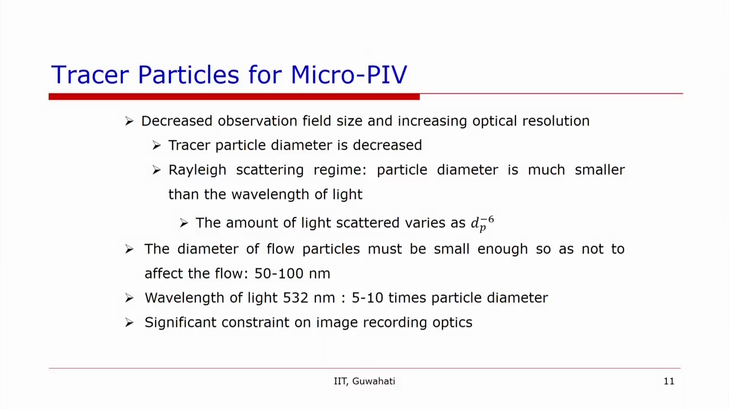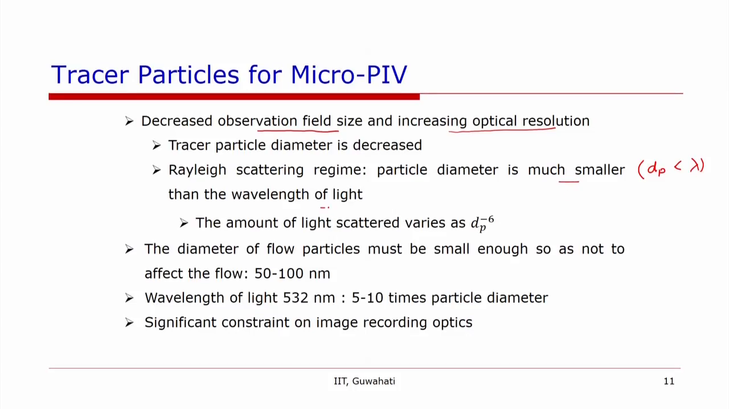Now, when we come to the other criteria where the tracer particle size is less than the wavelength of the light, which will occur when the observation field size is decreased and increasing optical resolution is required. The best example for this is micro PIV applications, or when one needs to measure the flow velocity very near to the wall. In such cases, smaller particles will be required. For example, if we are looking at a flow in a 100 micron channel, then of course one will need to have smaller particles. One cannot afford to use particles of the size of, say, 50 micron.